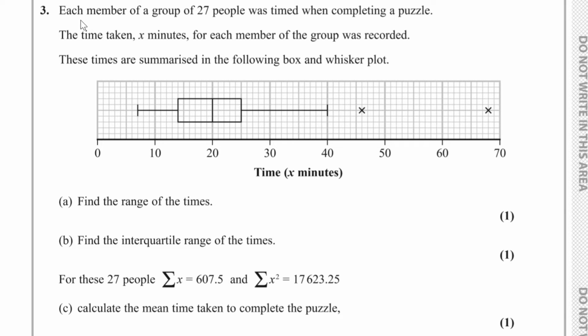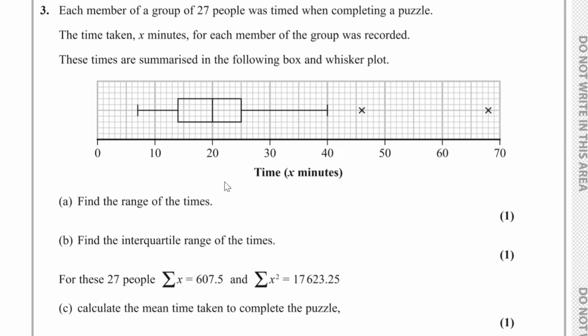Question number 3. Each member of a group of 27 people was timed when completing a puzzle. The time taken, X minutes, for each member of the group was recorded. These times are summarised in the following box and whisker plot. So we have to find the range of times. Now the range is defined as the largest value minus the smallest value.